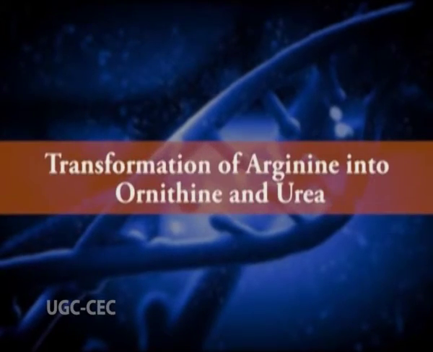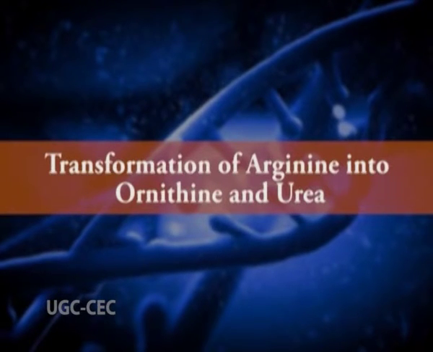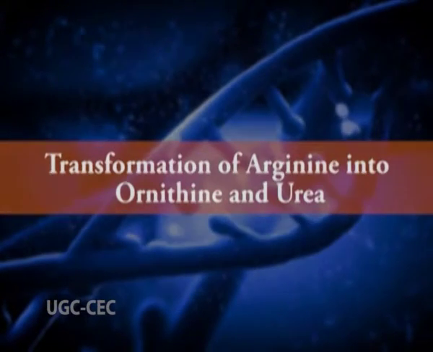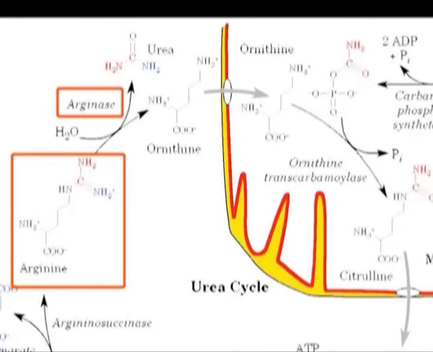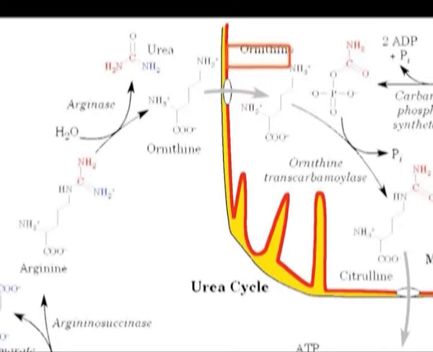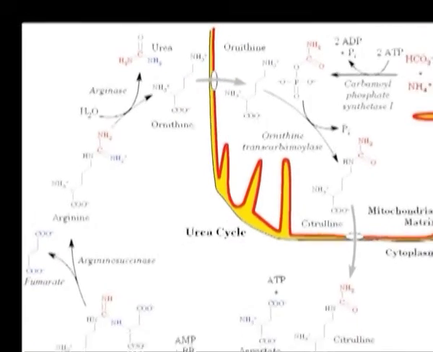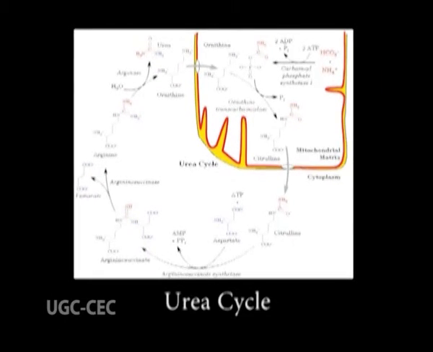Next, we have transformation of arginine into ornithine and urea. In the last reaction of the urea cycle, the cytosolic enzyme arginase cleaves arginine to yield urea and ornithine. Ornithine is transported into the mitochondrion to initiate another round of the urea cycle.